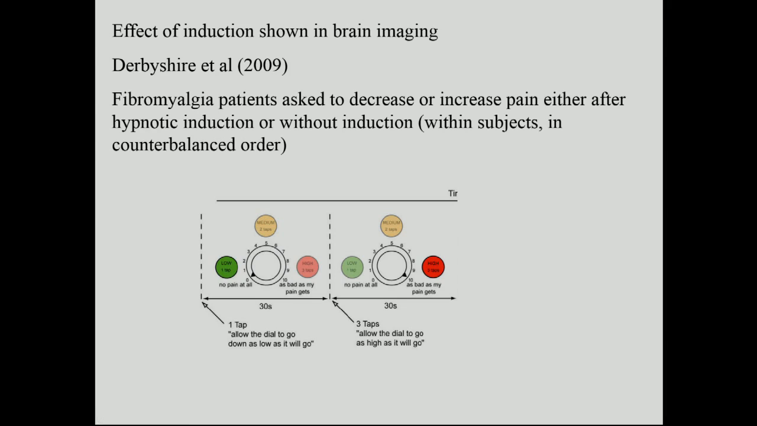So they could turn the dial down to 0, to low, and that means make the pain as low as you can, the pain will go away. Or you could turn the pain up to the middle, which is just the normal amount of pain you feel, or turn it right up high, which means make the pain even more painful than you normally experience. So they're being asked to modulate the level of pain up or down, and the suggestion for this was given either after hypnotic induction or with no hypnotic induction in counterbalanced order.